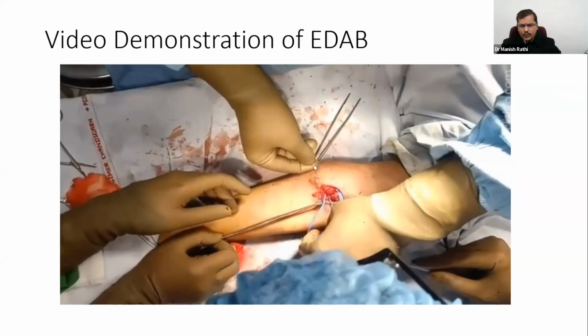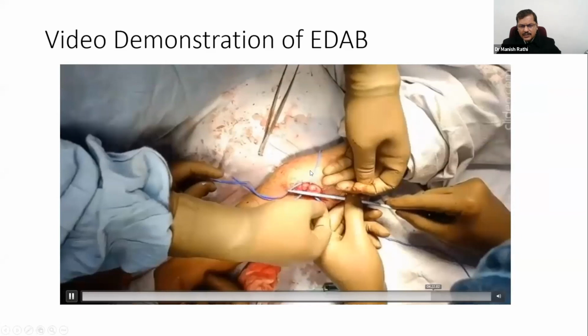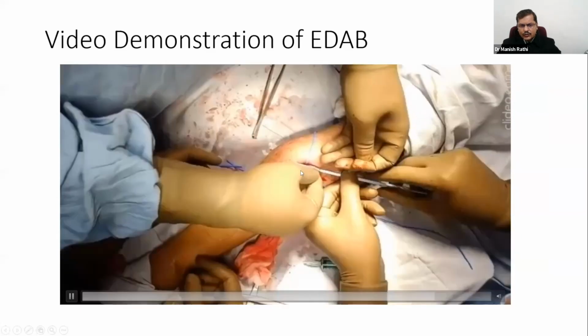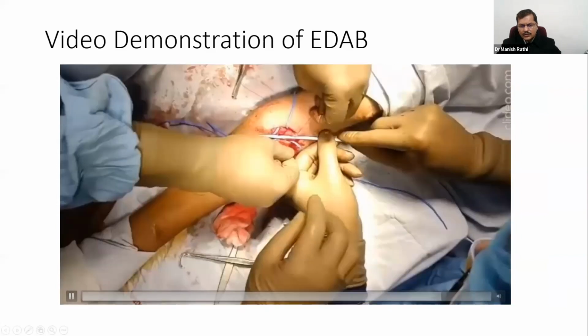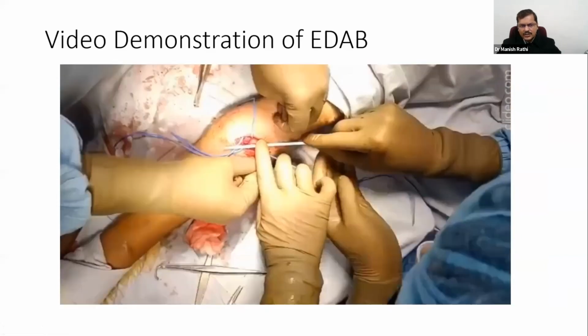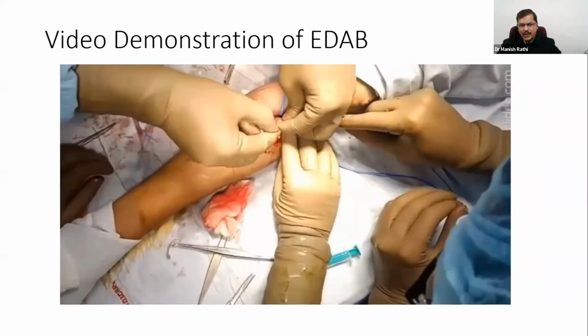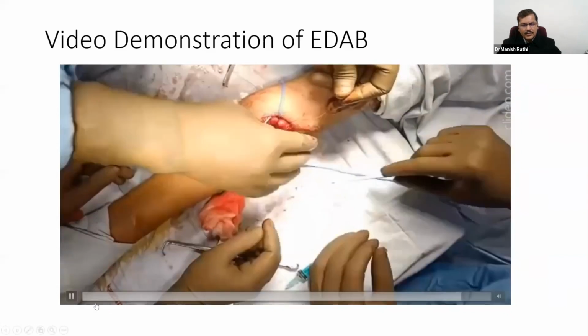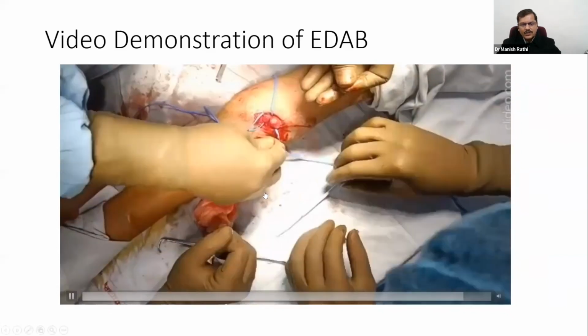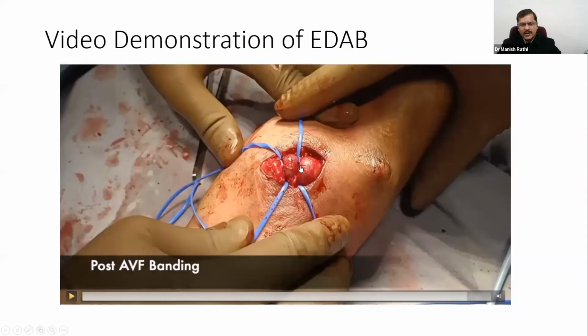I have already put two ligations, and this is the third band which I am applying. Usually I put three, but we also do on-table ultrasound and see how much reduction there is. If we find that the reduction is not sufficient or meaningful, we can put more also. So we have put these three bands here, and this is a picture after banding. You can see there is one band here, another one here, and a third band here.